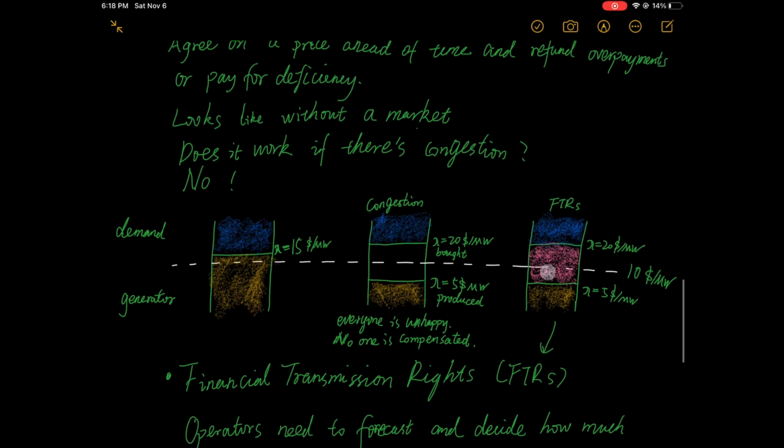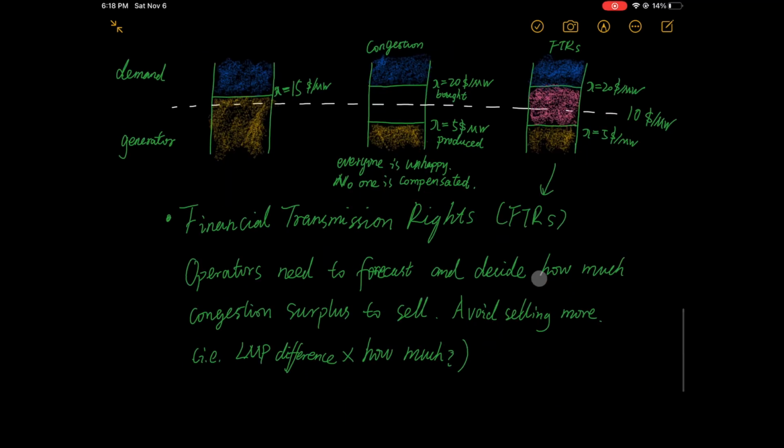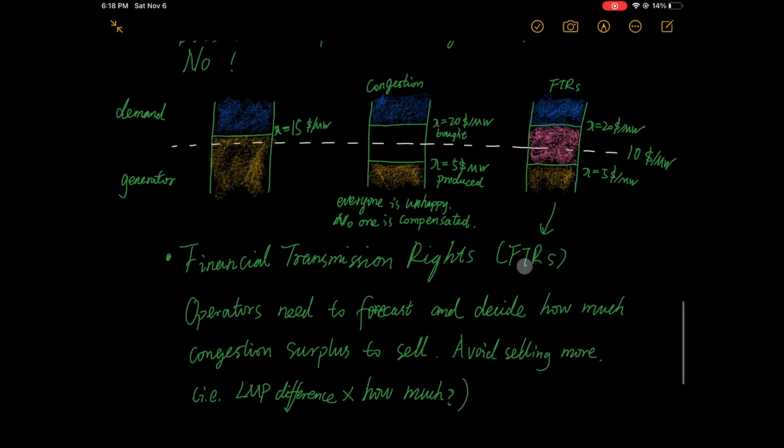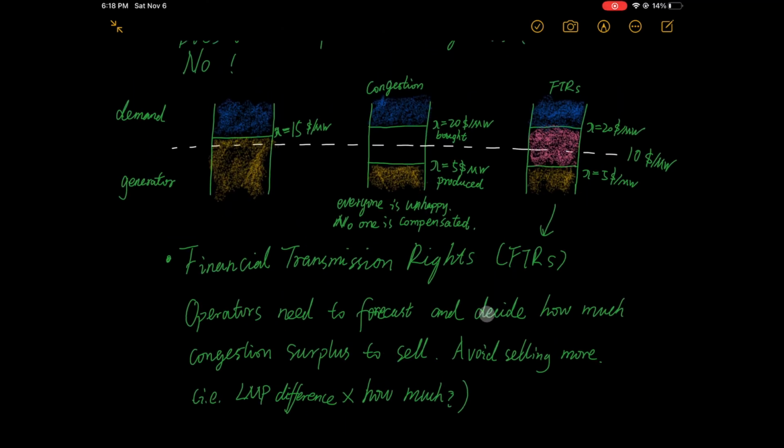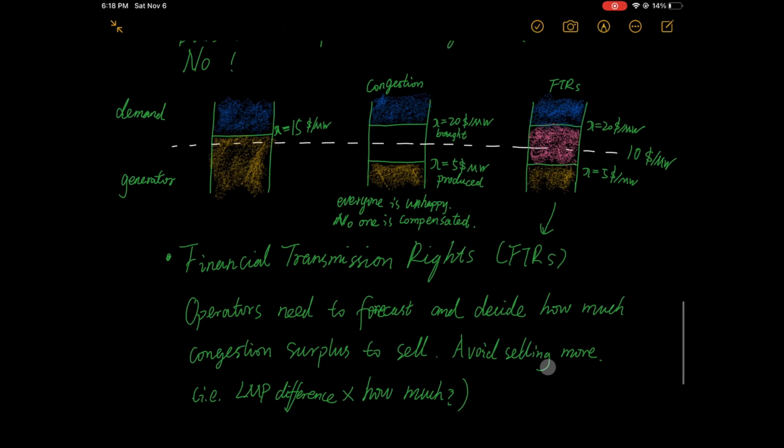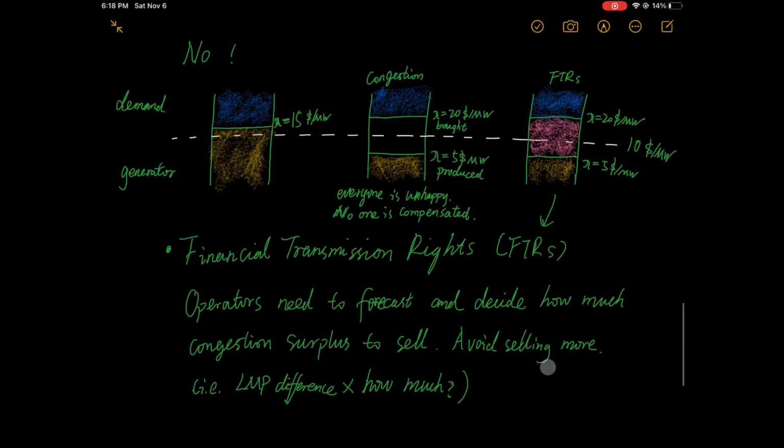Now here comes the idea of financial transmission rights. If the traders buy the right from the operator ahead of time that they can get a surplus between the generation and demand nodes at a certain amount, then this situation is transformed as the first one. The problem is solved. The operator just needs to avoid selling more FTRs than it could. So the operator should make predictions ahead of time.